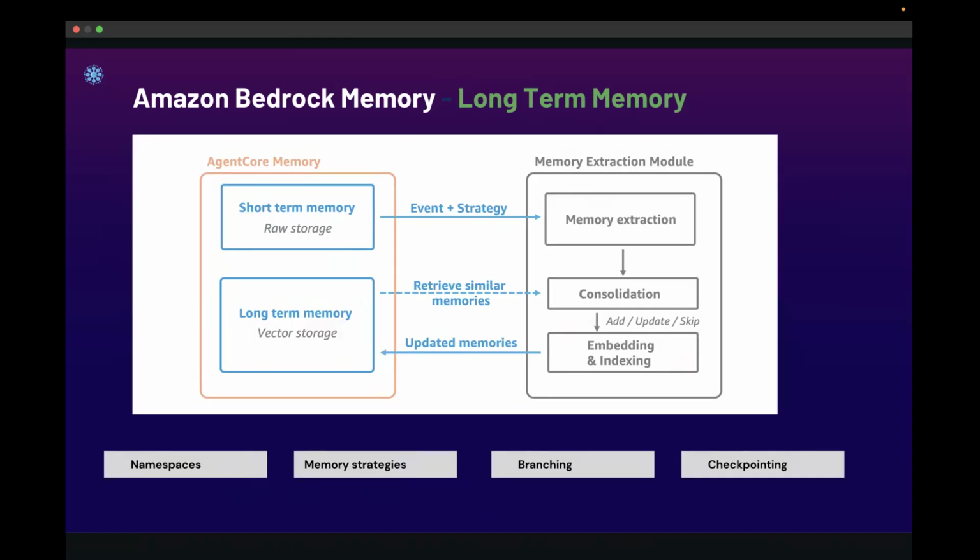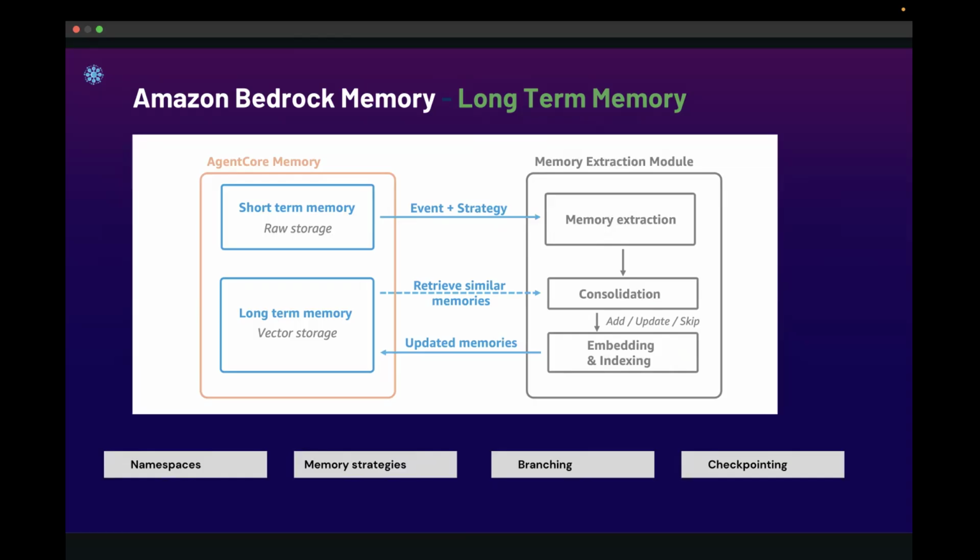Okay, long-term memory. Once the short-term memory is there, we create a strategy. Based on the strategy, it will extract, consolidate, and use embedding and indexing the same way RAG works, and write it to the updated memories. Okay, the same thing I have explained. You can have multiple options, like namespaces if you want multiple use cases under the same memory. Let's say you are running healthcare: you can say patients, treatment, pharmacy. You can have multiple namespaces and you can call for them.